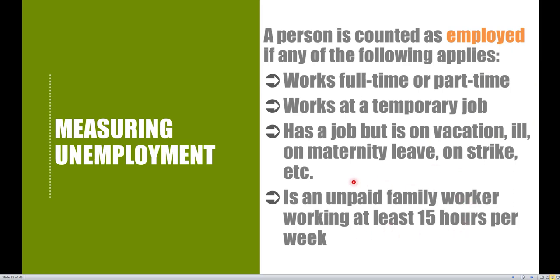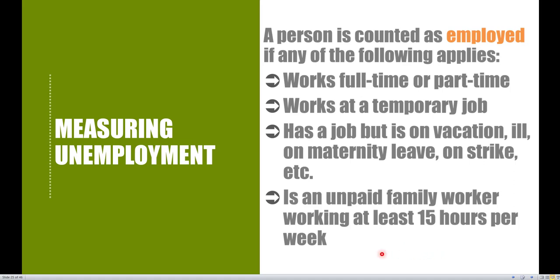And then finally, the most unusual one: you're an unpaid family worker working at least 15 hours per week. Even though you're not getting paid, you work for your mom, your dad, or another family member, if you work at least 15 hours per week, you are still counted as employed according to the employment statistics. So you probably want to get paid, you want to say, hey, mom and dad, give me a paycheck, but they don't want to.